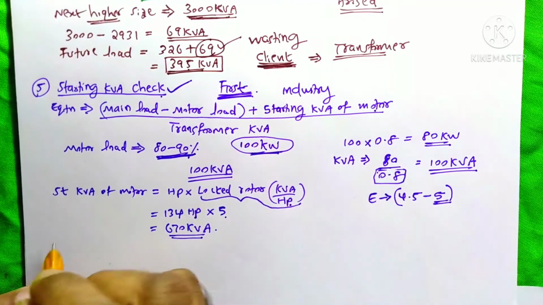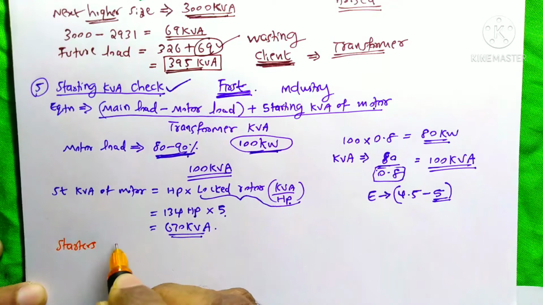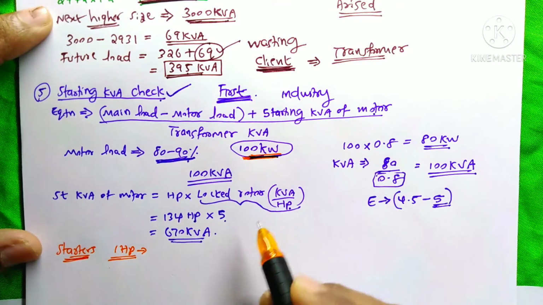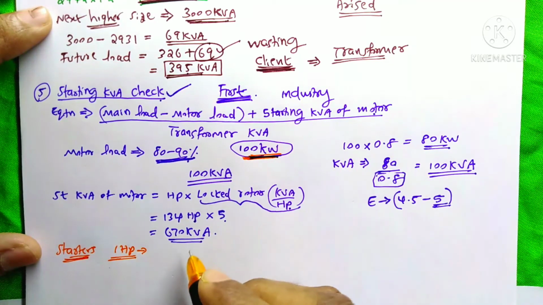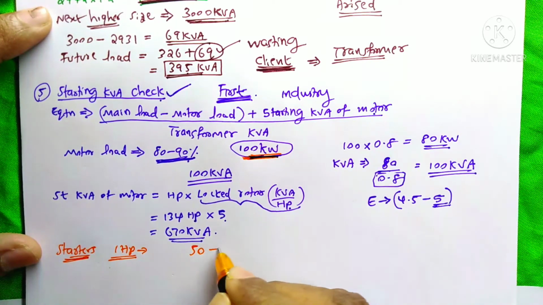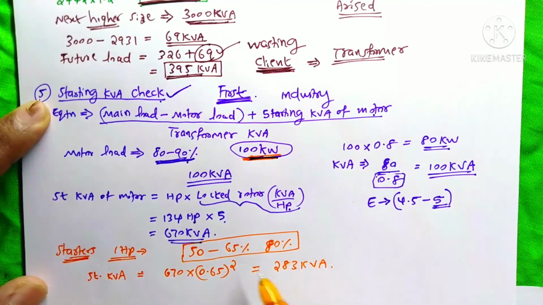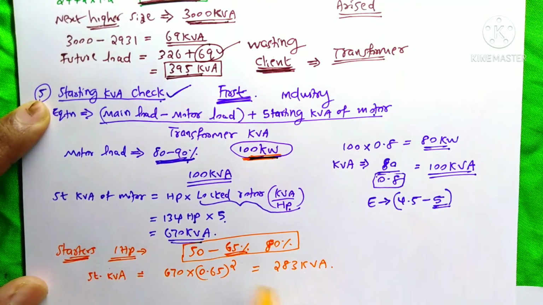In industries, we use different starters for motor starting. You know, even if the motor is 1 HP, we must use a starter. Whatever the starter is, we are actually reducing the voltage at the time of starting. That means we will reduce the line voltage to about 50% or 65%, 80% like that. Suppose here I used a starter and reduced the line voltage to about 65%, which means the starting kVA of the motor will be reduced by the square of the percentage of that voltage. Then our starting kVA of the motor will become around 283 kVA.